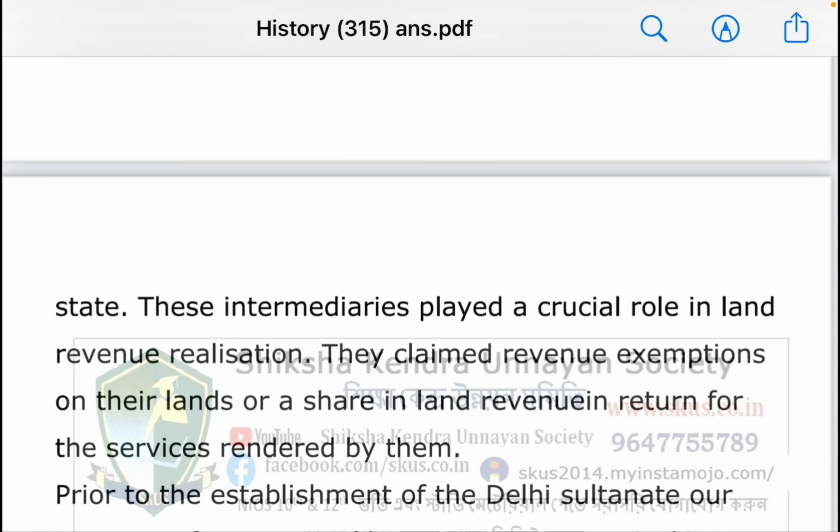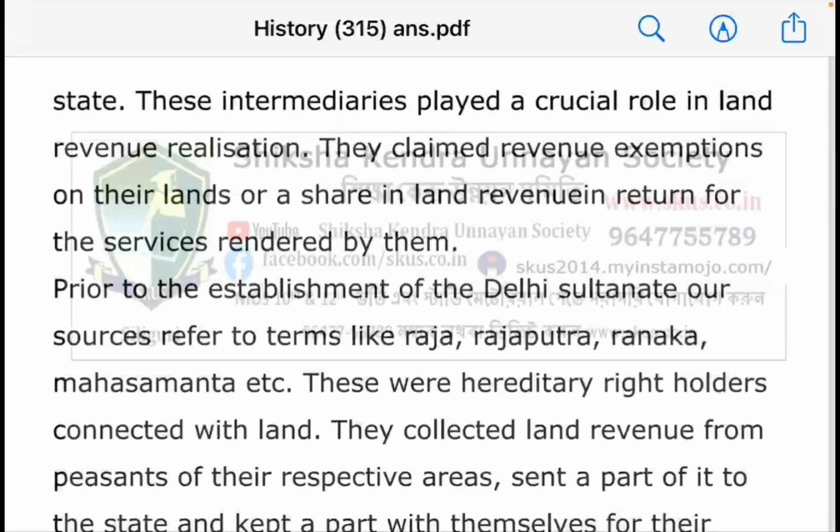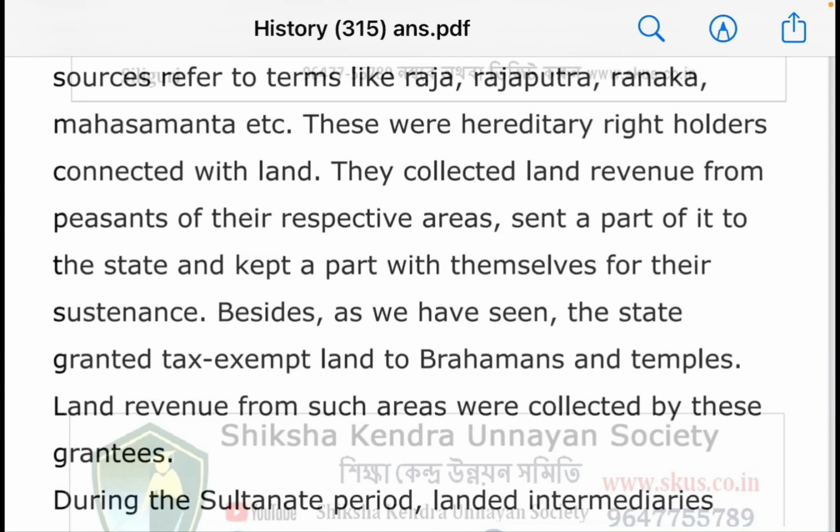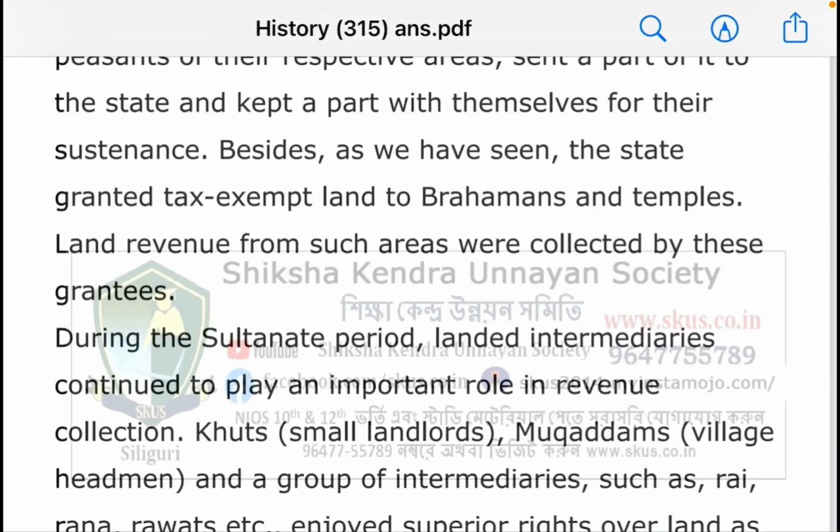They claimed revenue exemptions on their land or a share in land revenue in return for the service rendered by them. Prior to the establishment of the Delhi Sultanate, our sources refer to terms like Raja, Rajaputra, Ranaka, Mahasamanta, etc. These were hereditary right holders connected with land. They collected land revenue from peasants of their respective areas, sent a part of it to the state and kept a part with themselves for their subsistence. Besides, as we have seen, the state granted tax exemption to Brahmins and temples. Land revenue from such areas was collected by these grantees.